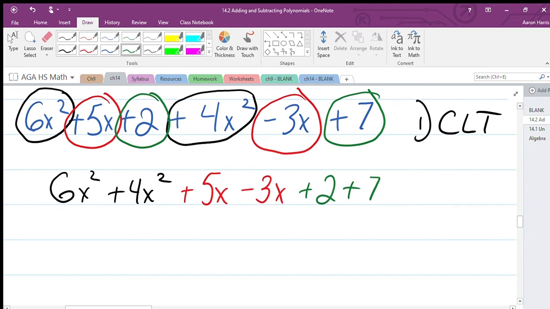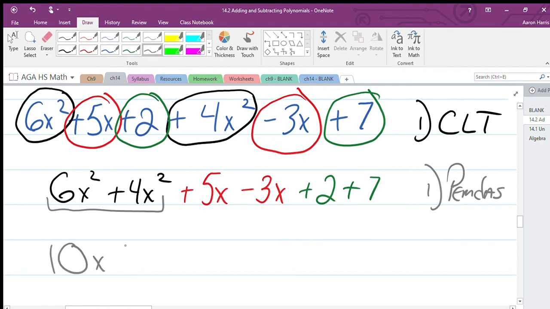So now, when you combine like terms, all you're really doing is the PEMDAS portion of it, okay? I'm just really breaking this down for you. You can definitely do these things in your head. So here we go. 6 plus 4 is what? 10. Keep the variable, keep the sign. 5 minus 3 is 2. Keep the variable, keep the power, okay? And then we have 2 plus 7 is 9.